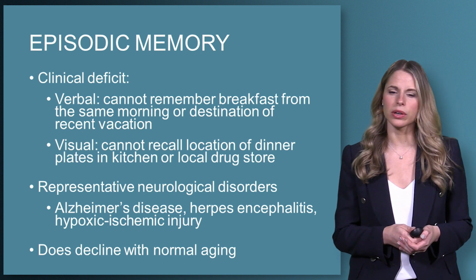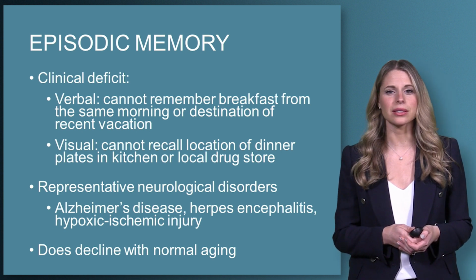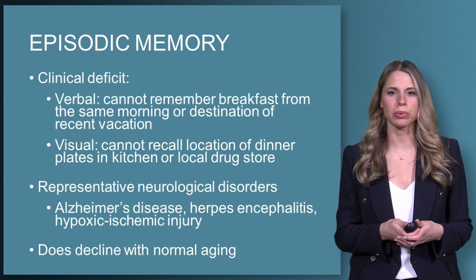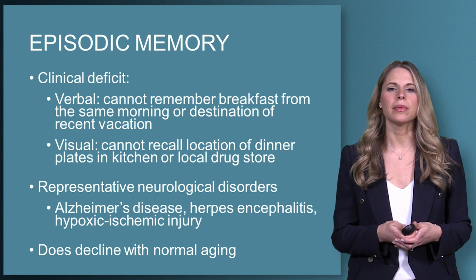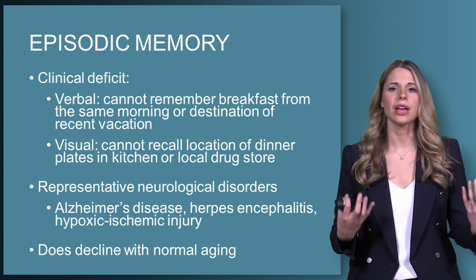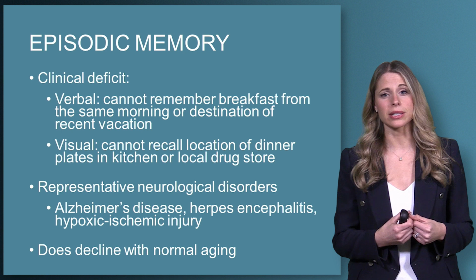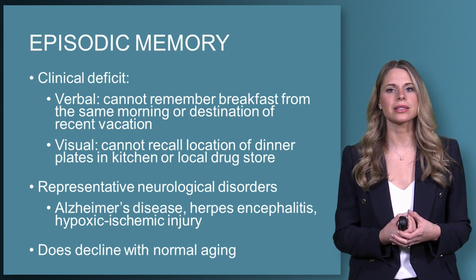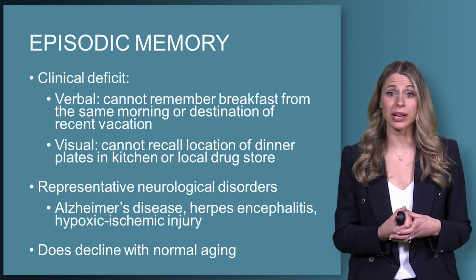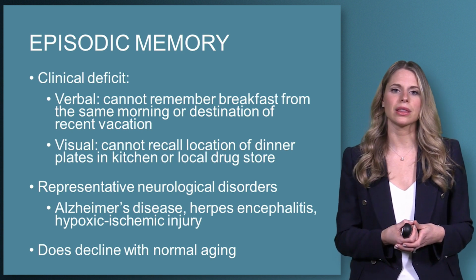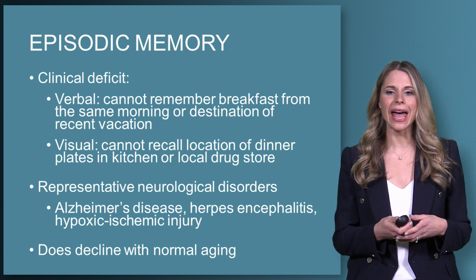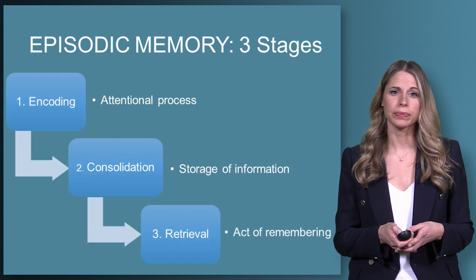Representative neurological disorders would be Alzheimer's disease as the typical one, which is a medial temporal lobe heavy predominant pathology. Herpes encephalitis is another type of infectious etiology that affects primarily the medial temporal lobes, as well as hypoxic ischemic injury can cause this type of amnesia in episodic memory due to vulnerabilities in specific areas there. Episodic memory can decline with normal aging.